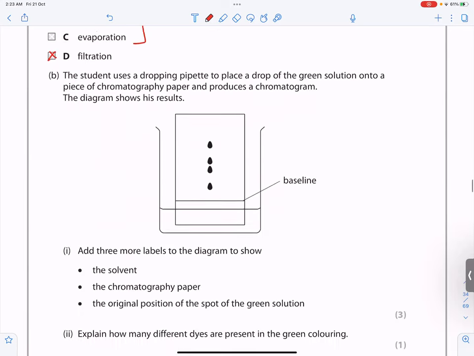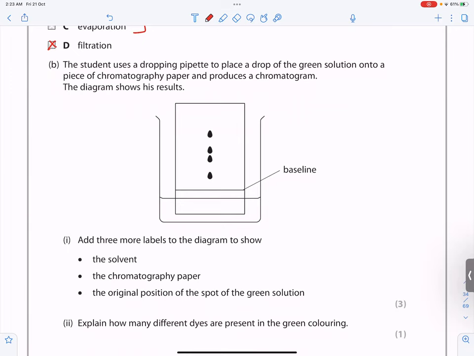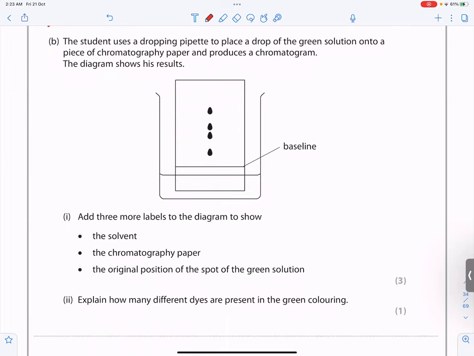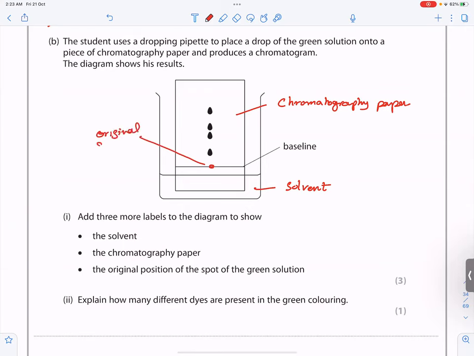The student uses a dropping pipette to place a drop of the green solution onto a piece of chromatography paper and produces a chromatogram. The diagram shows his results. Add three more labels to the diagram to show the solvent. That's solvent. The chromatography paper, add the chromatography paper. The original position of the spot of the green solution had gone تحت spots. يبقى دي original spot of green solution.